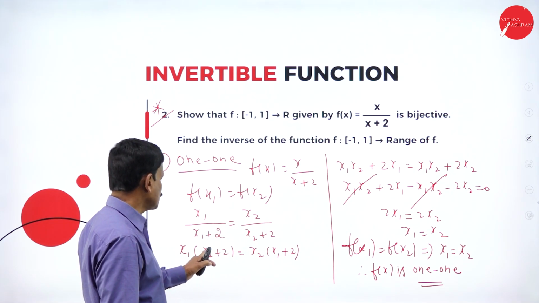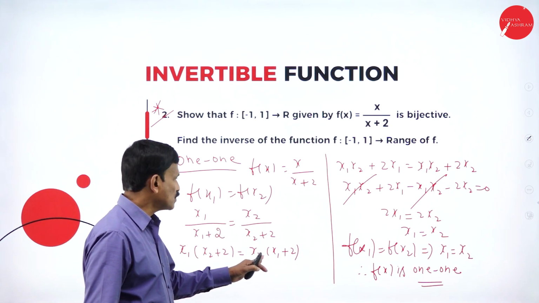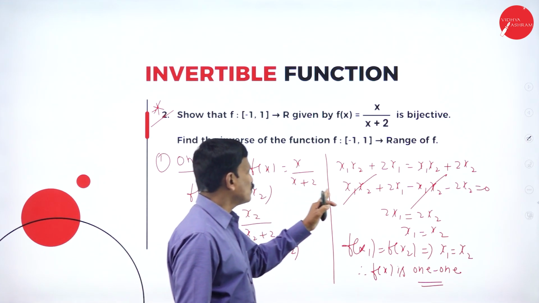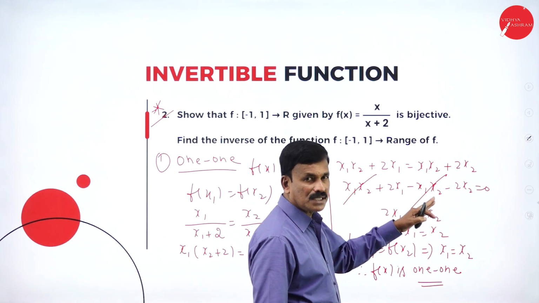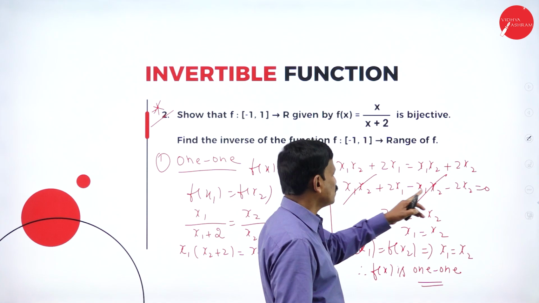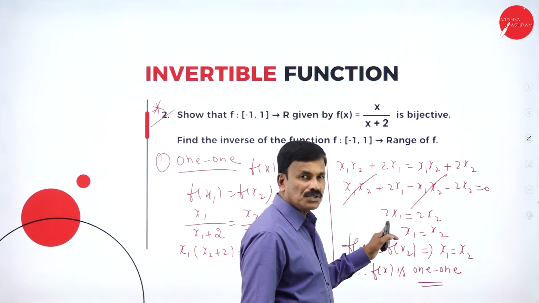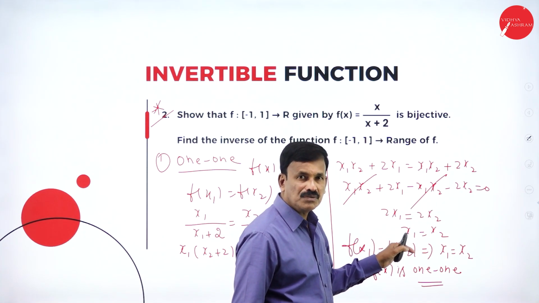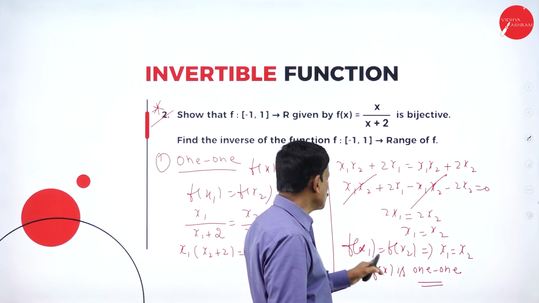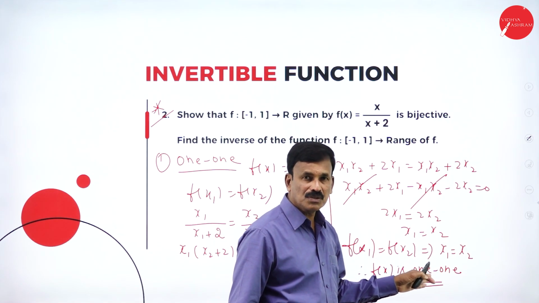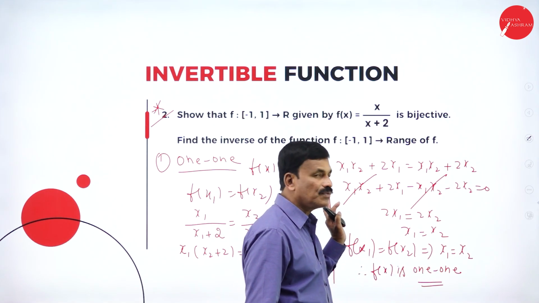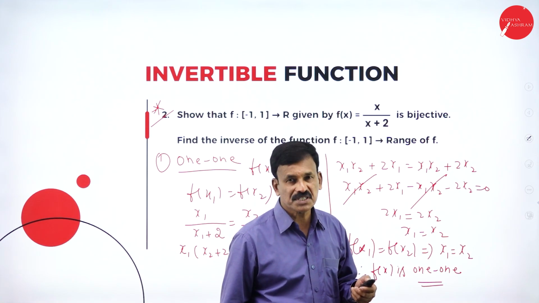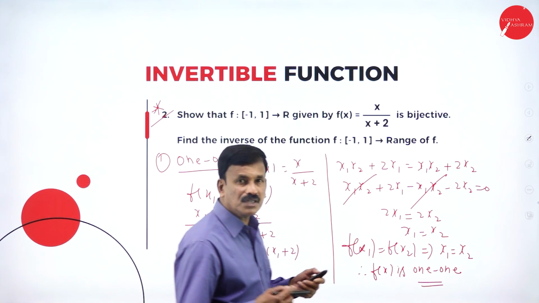Cross multiply, x1 into (x2 plus 2) is equal to x2 into (x1 plus 2). Simplify. What happens? x1x2 plus and minus gets cancelled. 2x1 minus 2x2 is equal to 0 implies 2x1 is equal to 2x2, divided by 2, x1 is equal to x2. That means f(x1) is equal to f(x2) implies x1 is equal to x2. Therefore, f(x) is a one-one function. First part done. And the second part, just verify onto.